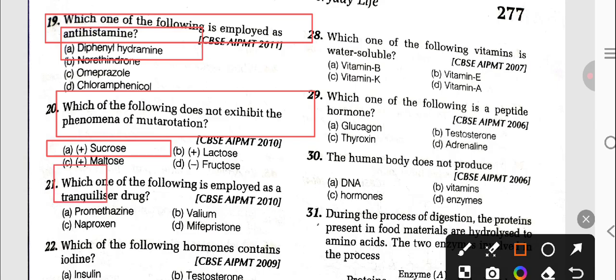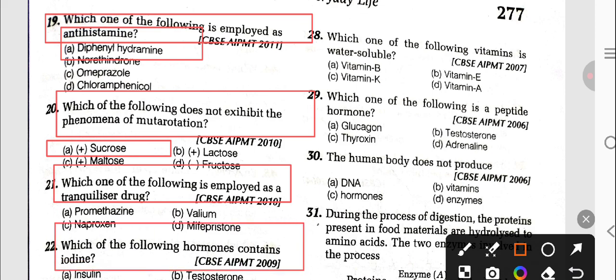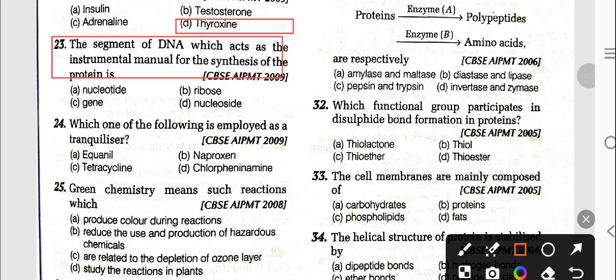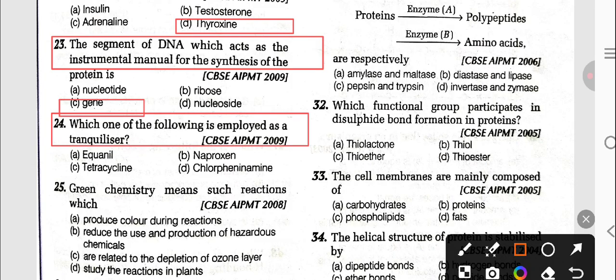Which one of the following is employed as a tranquilizer drug? So Valium is a tranquilizer drug. Which one of the following hormones contains iodine? So it is option D, that is thyroxine. So this is thyroxine. Then the segment of DNA which acts as the instruction manual for synthesis of the gene. Option number C is the right answer. Which one of the following is employed as a tranquilizer? So equanil is a tranquilizer which is used against anxiety or stress.